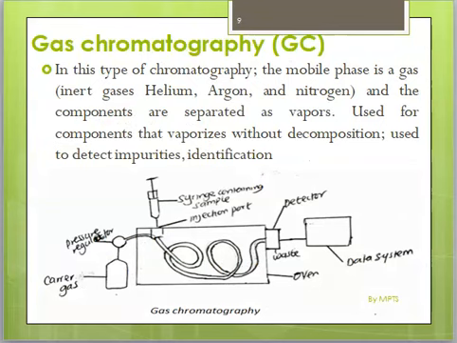Now, gas chromatography. As the name suggests, the mobile phase is gas, which moves through the column at high pressure. This is used for components that can vaporize without decomposition. This is a simple presentation. As I said, you can get better diagrams, but I think they are presentable.